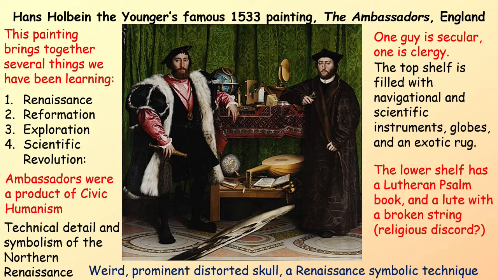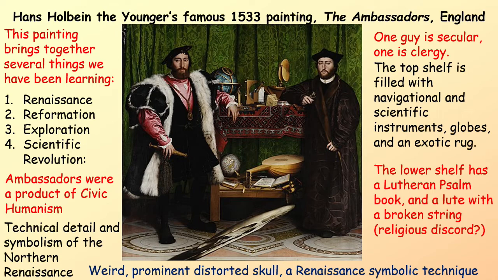Let's look at Hans Holbein the Younger's famous 1533 painting, The Ambassadors, which he painted in England. This painting brings together several of the things that we've been learning: the Renaissance, the Reformation, exploration, scientific revolution. Ambassadors were a product, as we know, of civic humanism. And the technical detail and the symbolism of the Northern Renaissance is found in this painting.